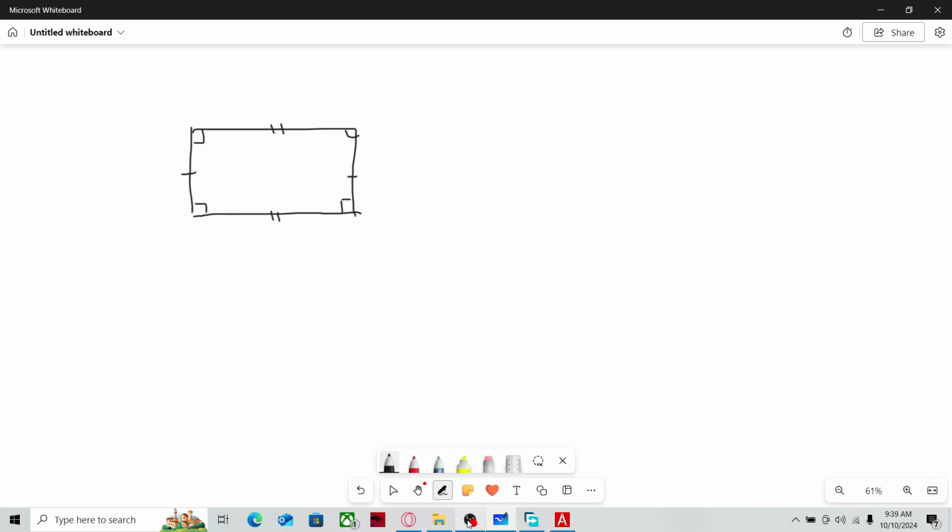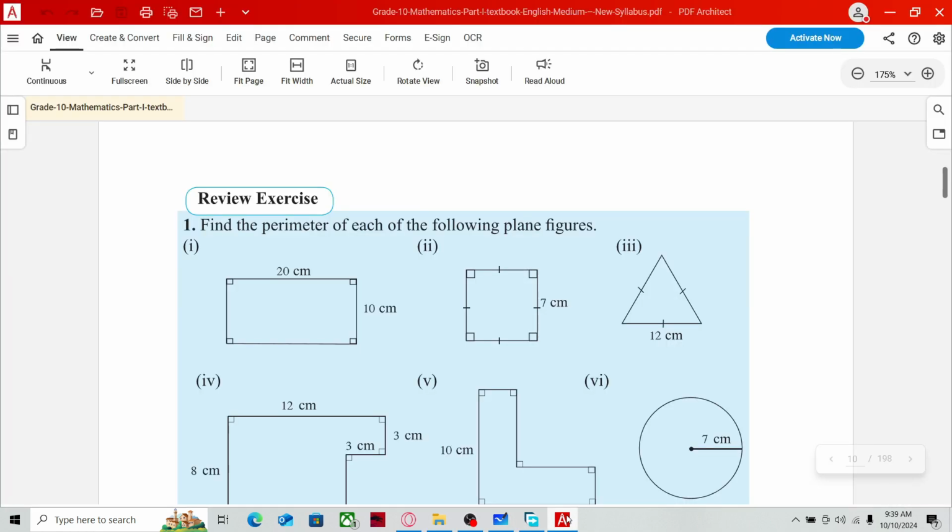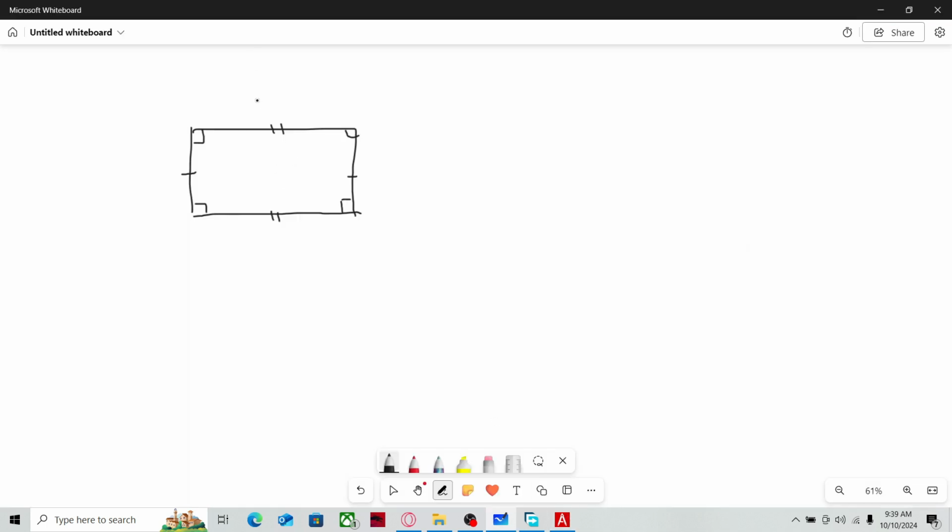So what was the given data? 20 centimeters and 10 centimeters. So let's write 20 centimeters and 10 centimeters. So how do we do this? Now, since opposite sides are equal, automatically this is what? 20 centimeters, and this is also 10 centimeters, right? See, opposite sides are equal.